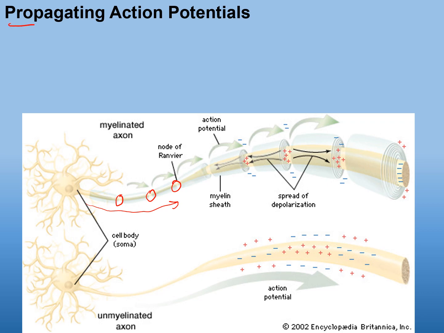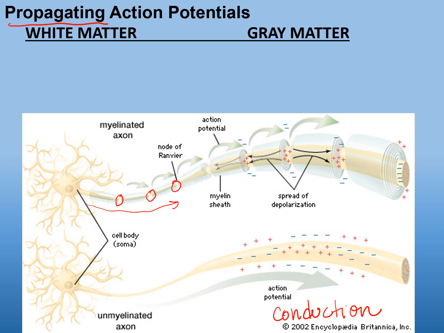So propagating also means conducting. That's another word that your book uses, conduction. And these two words are used to imply that an action potential is moving down an axon, specifically the axon. In white matter in your body, you have myelin. And therefore, when the action potential moves down the myelinated axon, it goes like this. Ding, ding, ding, jump, ding, ding, ding, jump, jump, jump, until the end. I'm sorry, I couldn't help myself.